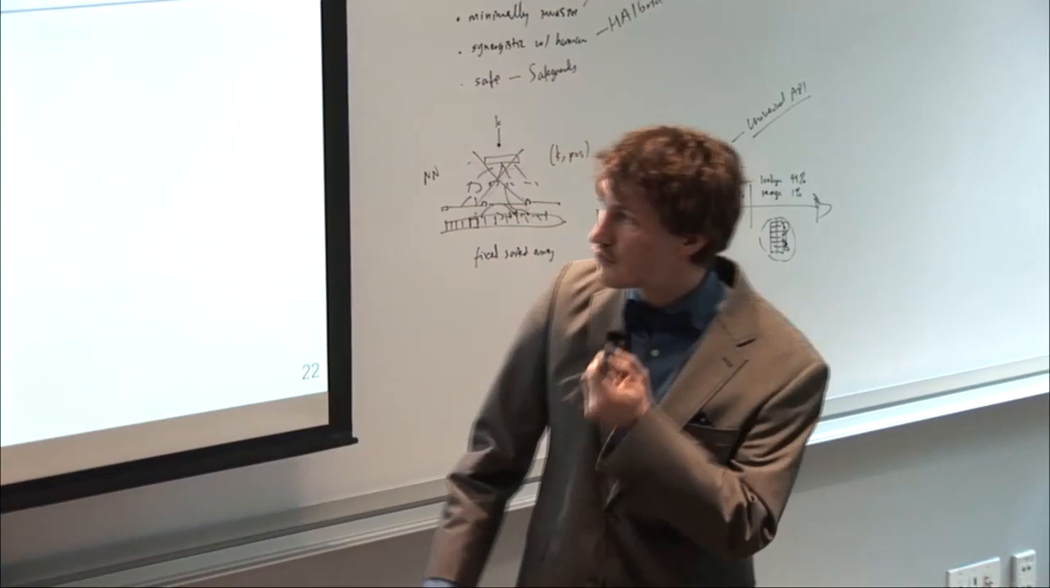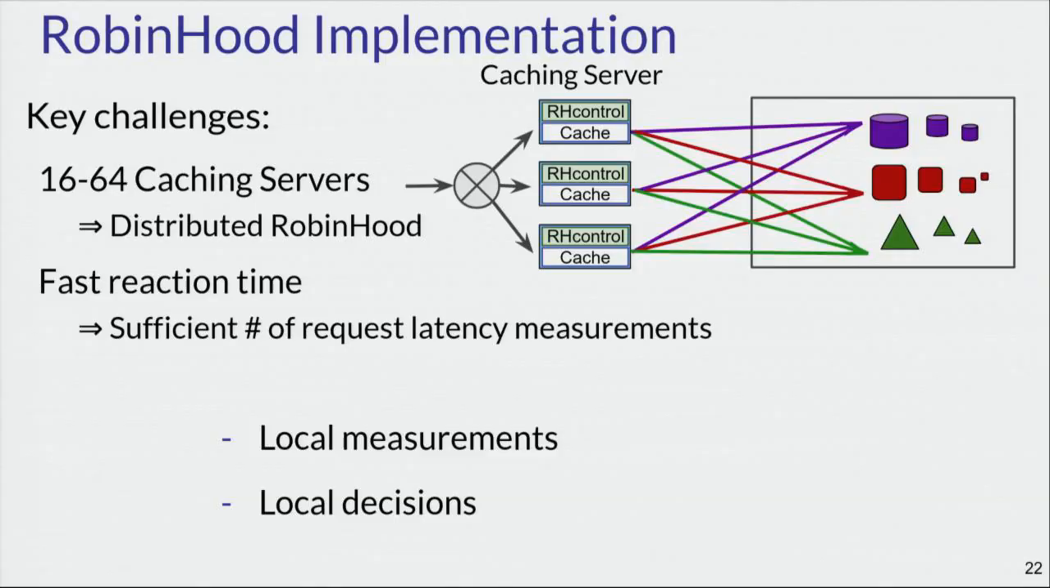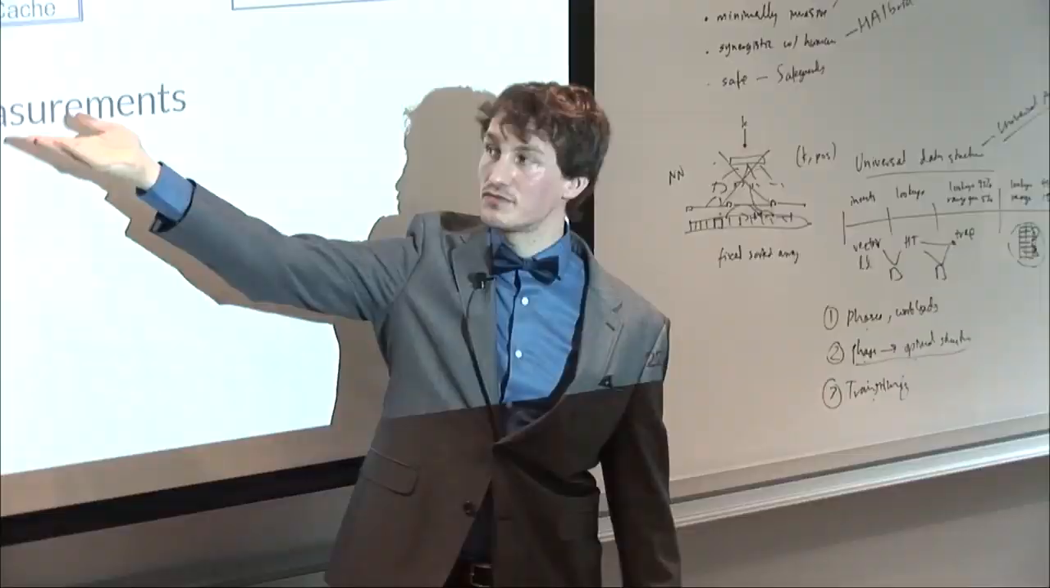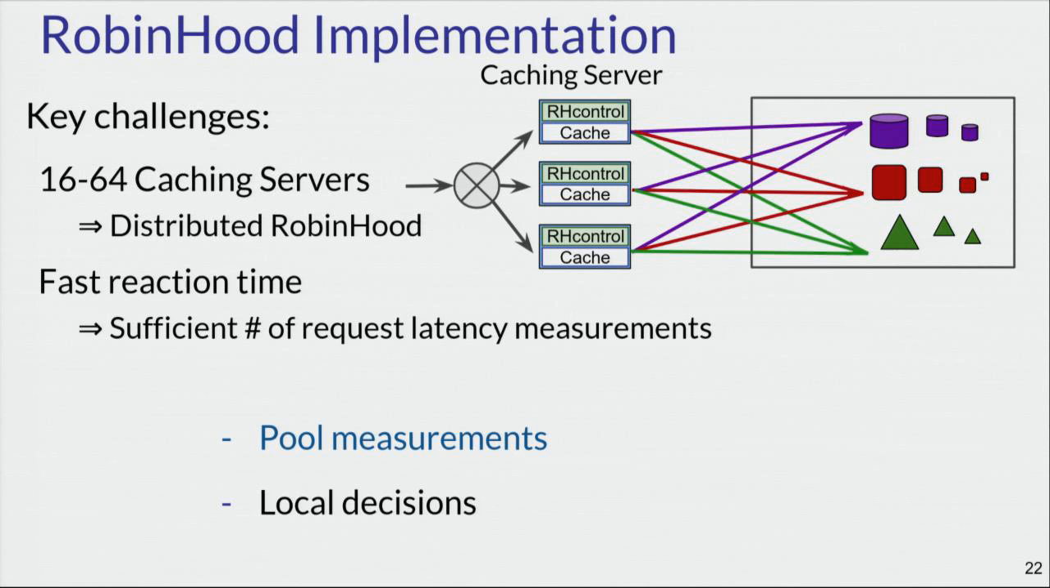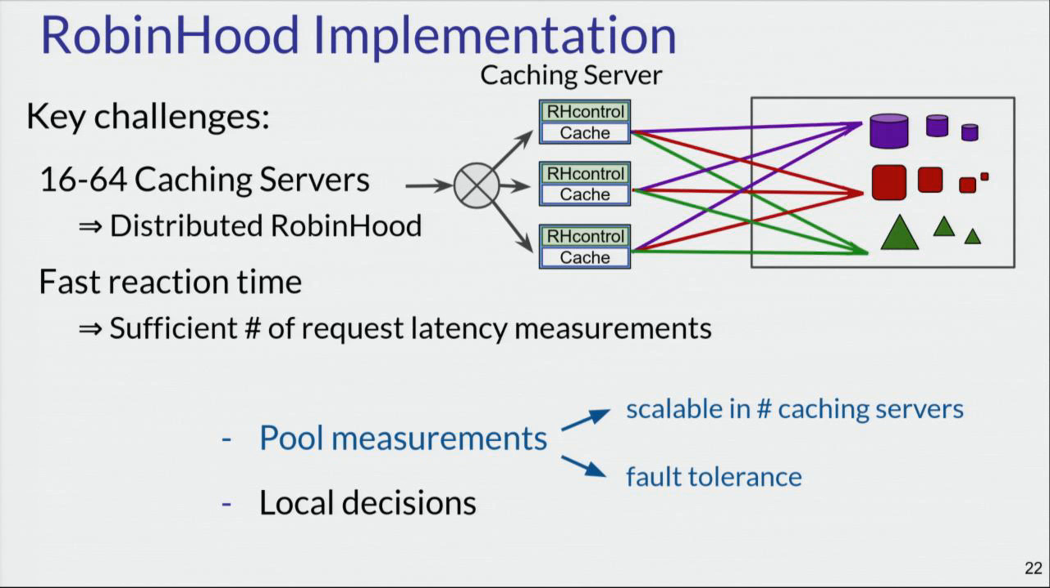The first distributed version we came up with decoupled all of these servers, relying on local measurements and making local decisions on all of them. That didn't work well with the second requirement, because individual servers don't get a lot of data. So in the end, we ended up with a design that pools measurements from all of these servers. But that introduces new problems, because you still want to be scalable in the number of caching servers, and you want to be fault tolerant, in the sense that if the way to pool these measurements fails, you still want to be able to continue.